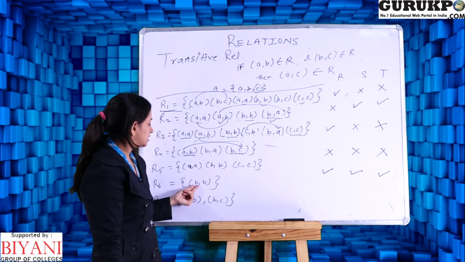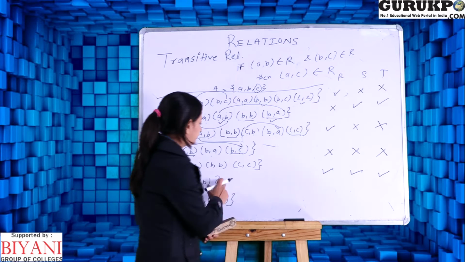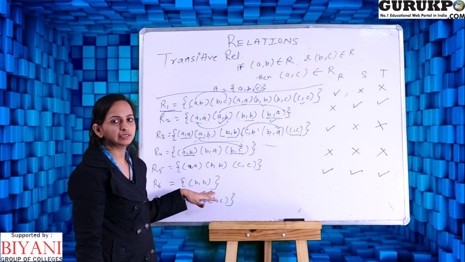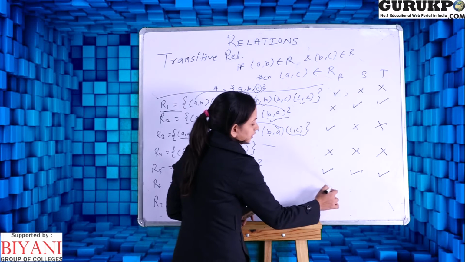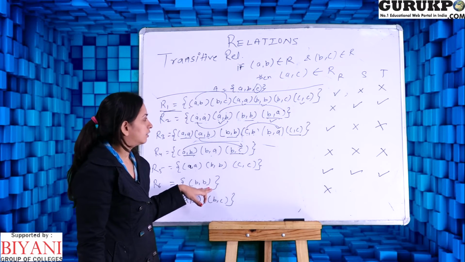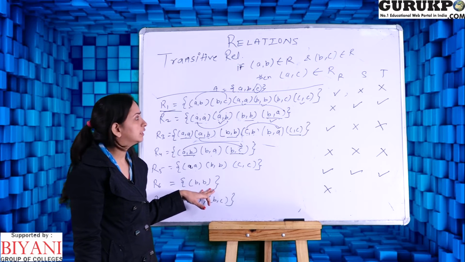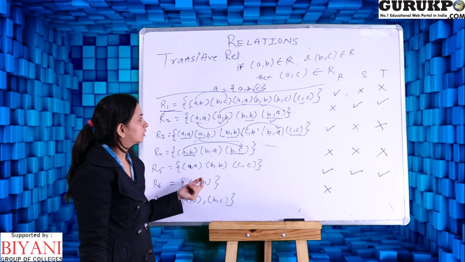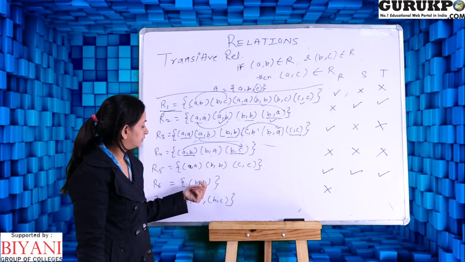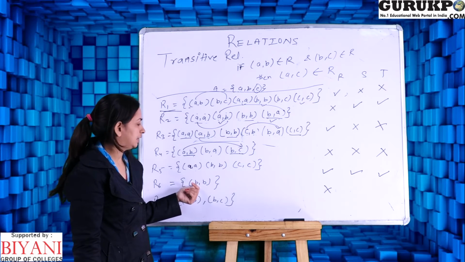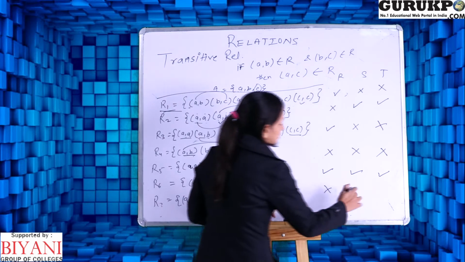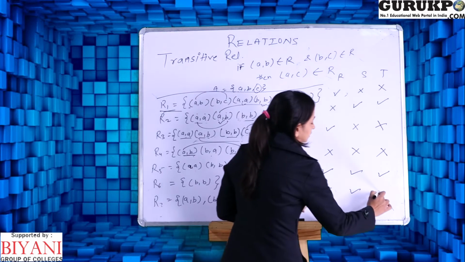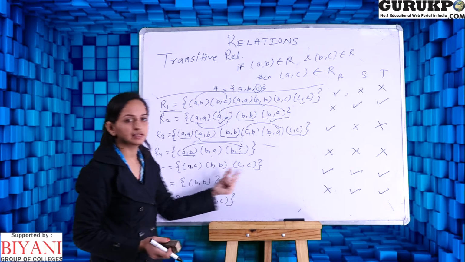Okay, and the next one is BB. If BB is there but AA is not here, and CC is not here, so it is not a reflexive relation, because the condition of reflexive relation must be followed by all the elements of the set. So it is not a reflexive relation. And if I talk about the symmetric one, BB, and the opposite of this is also BB, so it is a symmetric relation. And it is also a transitive relation as described in the last relation.